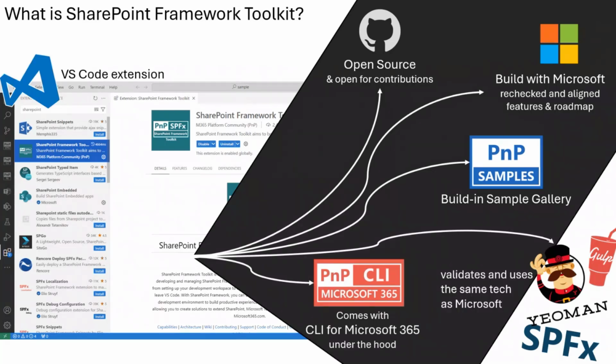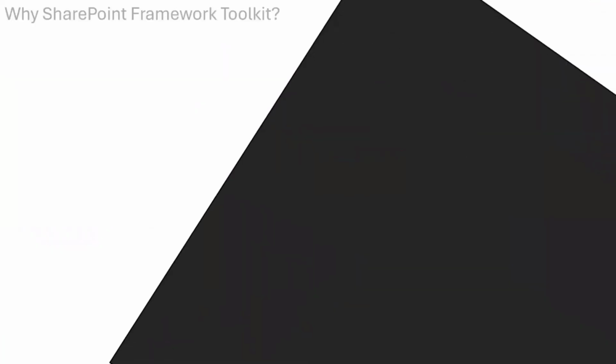So this is really awesome. If you install this extension, it actually leverages it and has it as a dependency. You don't have to install it separately. Similarly to how Teams Toolkit has its own Teams Toolkit CLI, SharePoint Framework Toolkit uses the CLI for Microsoft 365 as its CLI. So really awesome. Okay, and why would you use SharePoint Framework Toolkit?